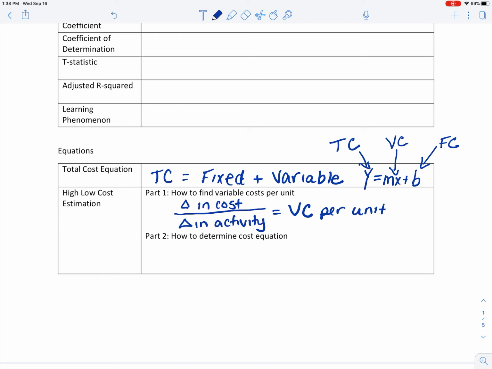And when you're looking to find the change in cost and the change in activity, you're looking at the highest point in the graph and the lowest point in the graph. Hence the name high-low cost estimation. So you're going to take the difference in the highest cost and the lowest cost over the difference between the high and low activity.